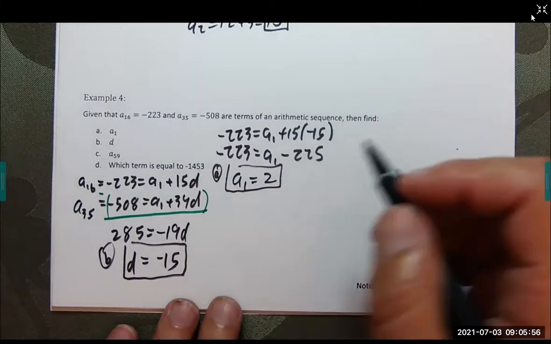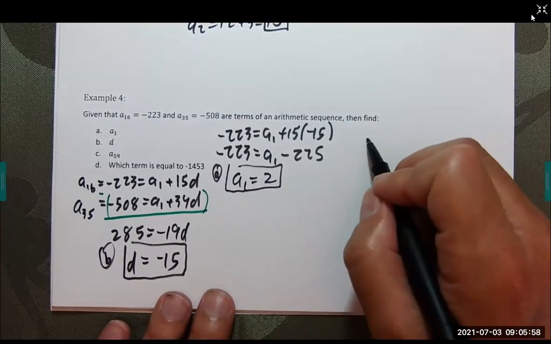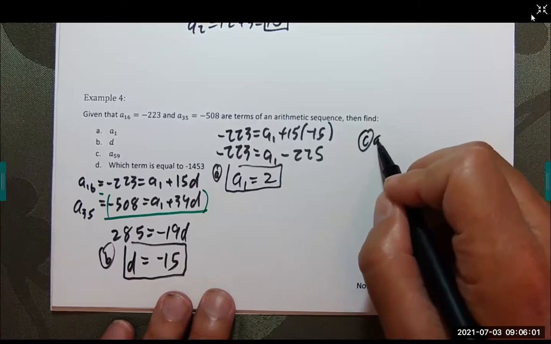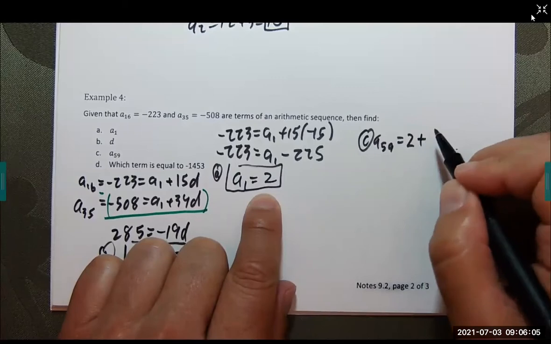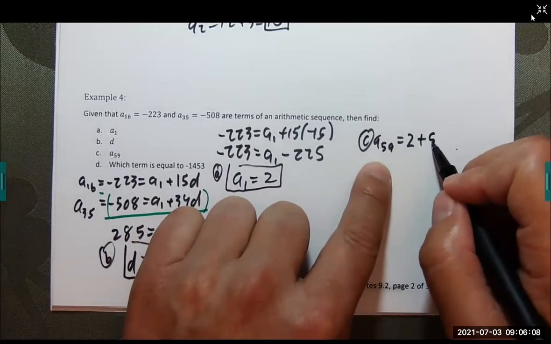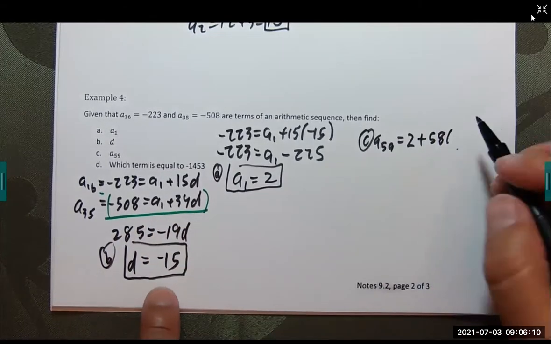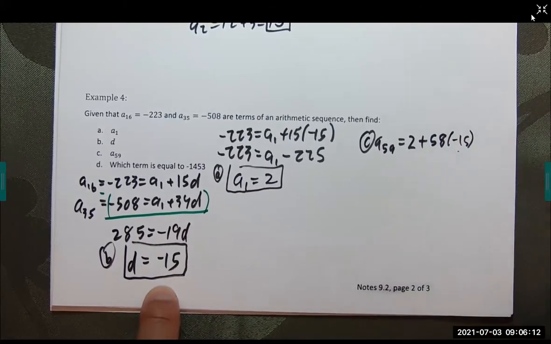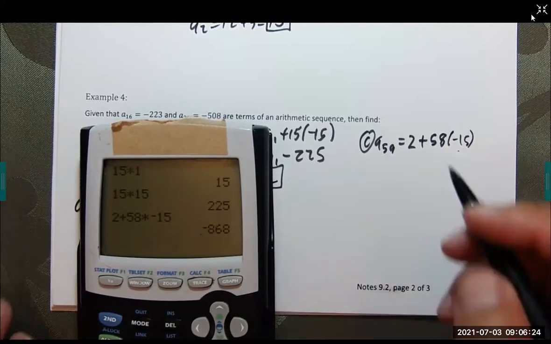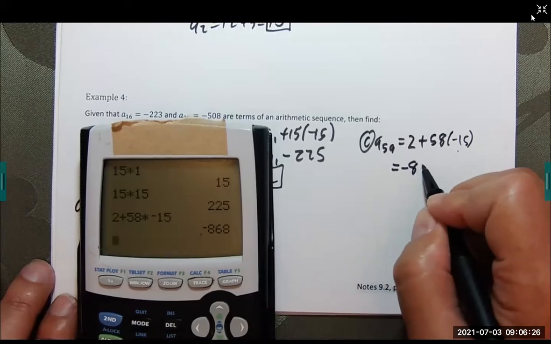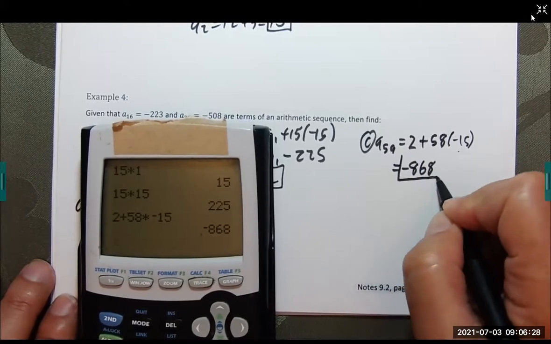Right, A sub 1, D is here. So now I can do part C and find A sub 59, which is going to be A sub 1, which is 2, plus n minus 1, which is 58, times D, which is negative 15. So let's see what we get here. 2 plus 58 times negative 15. So here we have negative 868. That's part C.